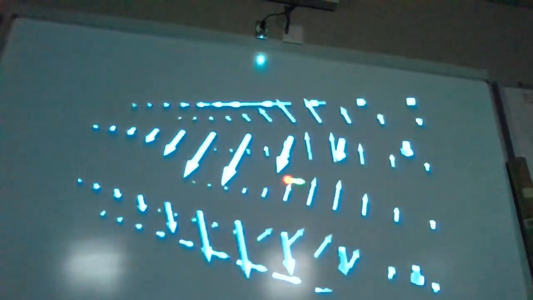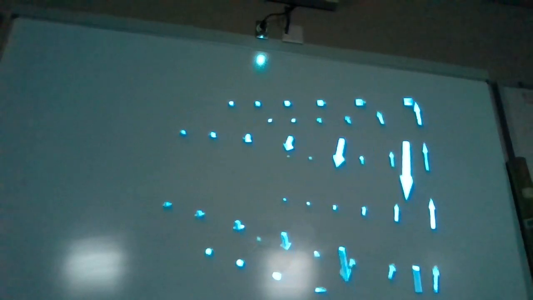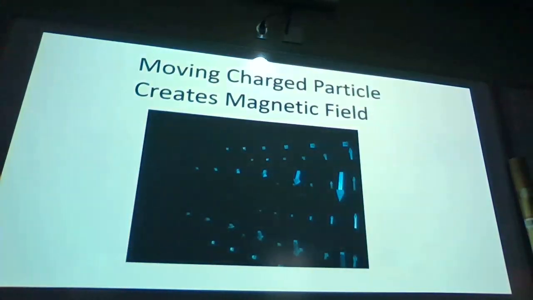Is everybody good with that? Foundational fact number one: moving charged particles create a magnetic field. This is demonstrating that.